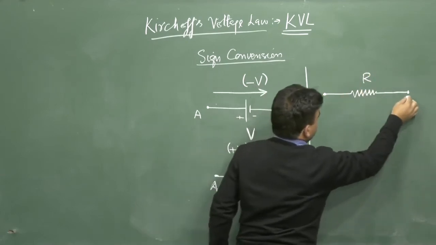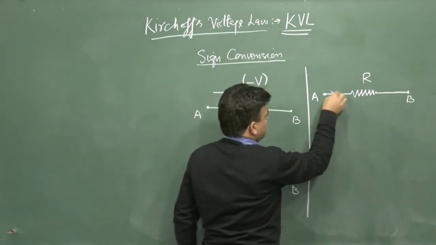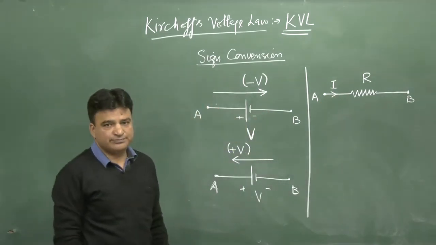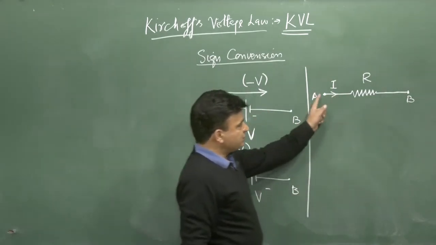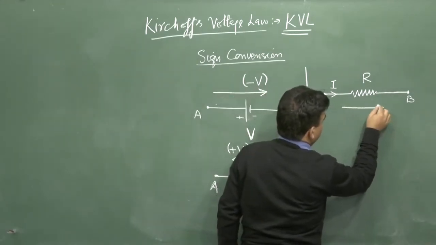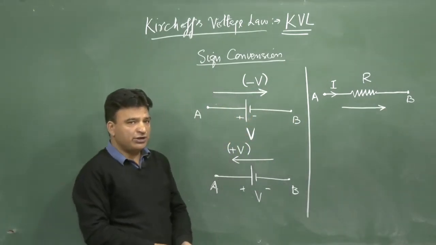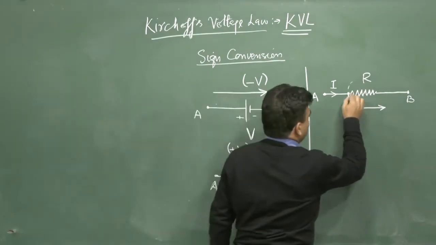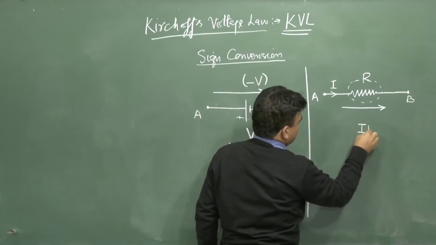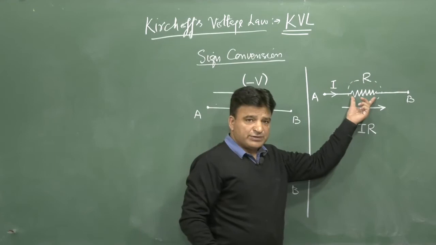Between points A and B, I have connected a resistor R. Let us suppose that current flows from A to B. When the current flows from A to B and our motion is also from A to B, then the voltage drop in this resistor, by using Ohm's law, as you know, is I into R.